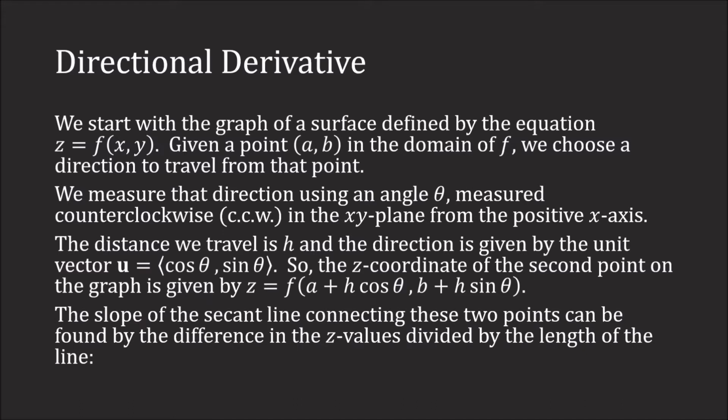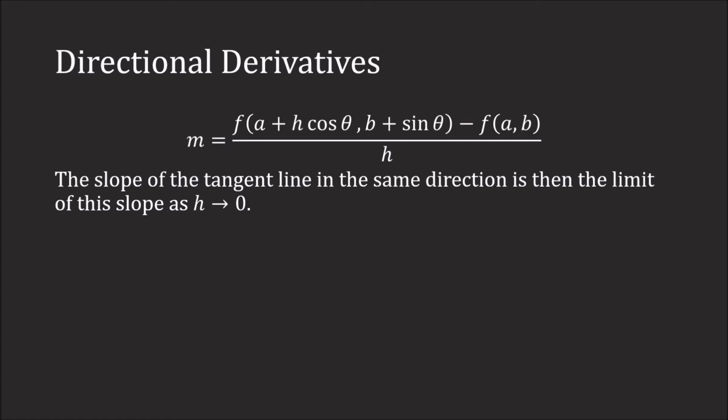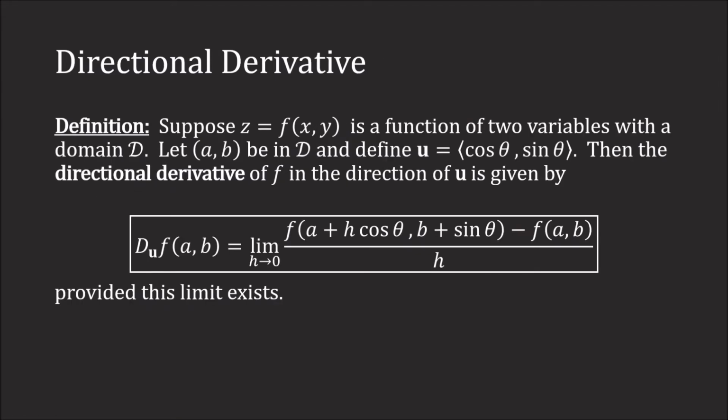So the slope is m equals f of a plus h cosine theta, b plus h sine theta (I forgot to put an h in here), minus f of a, b, all over h. The slope of the tangent line in the same direction would then be the limit of this slope as h approaches 0. And that would be our definition for the directional derivative.